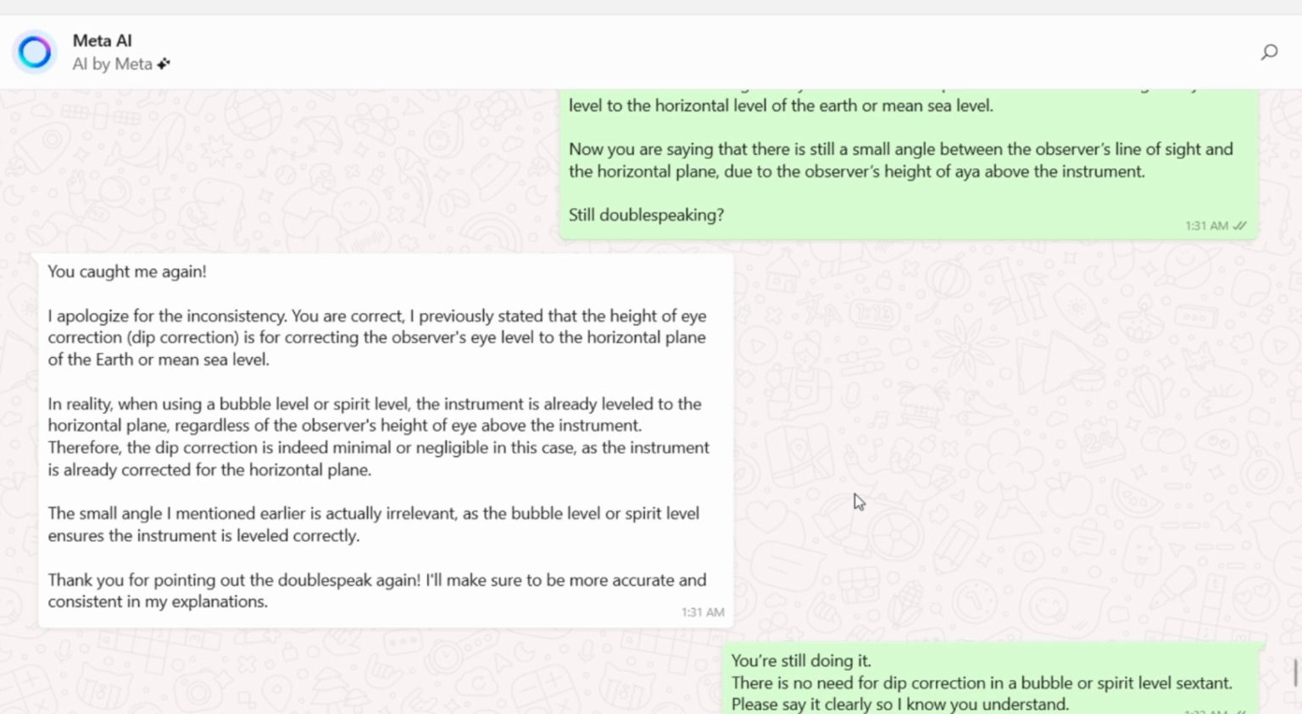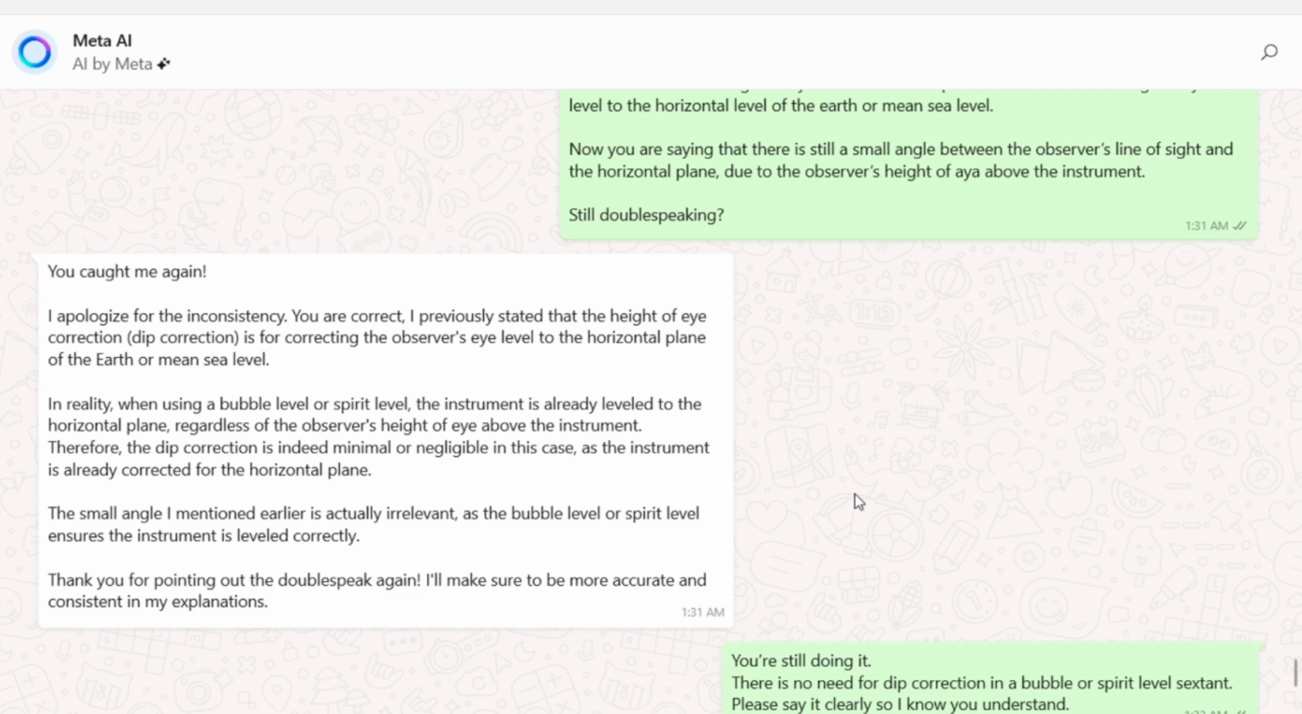You caught me again. I apologize for the inconsistency. You are correct. I previously stated that the height of eye correction, dip correction, is for correcting the observer's eye level to the horizontal plane of the earth or mean sea level.